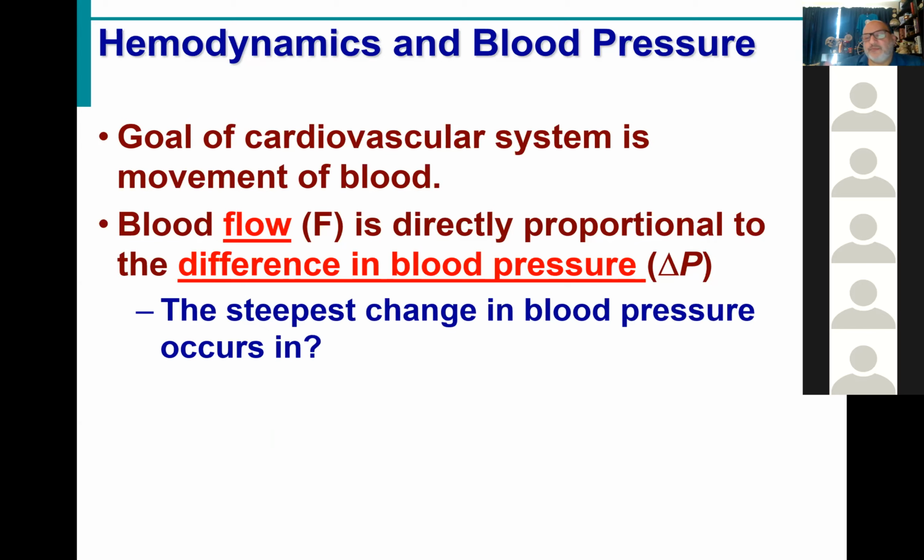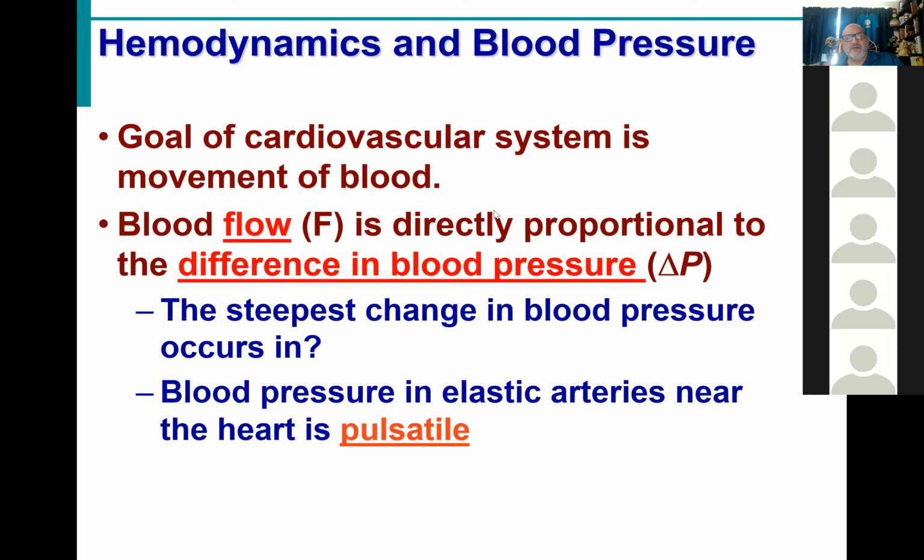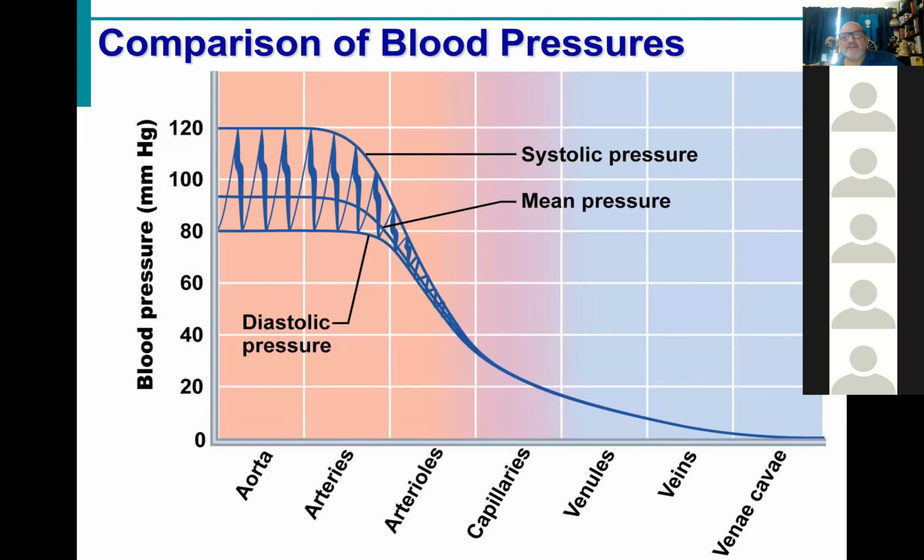And of our three types of blood vessels, the arteries, the veins, and the capillaries, which ones do you think have the steepest change, the most dramatic change in blood pressure within them? Arteries? Yeah, arteries, absolutely. It is indeed the arteries, right? And not only that, but remember also in our arteries, we have that pulsatile nature where the pressure changes based on whether blood is being ejected from the heart or whether blood is not being ejected from the heart. And this is what it looks like.